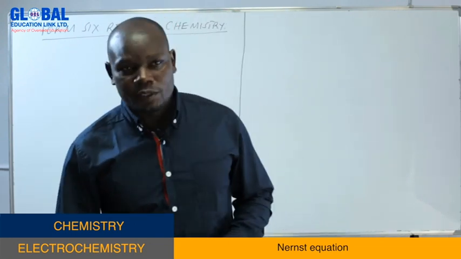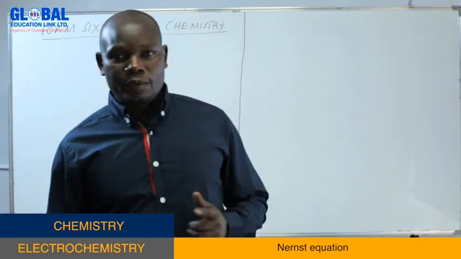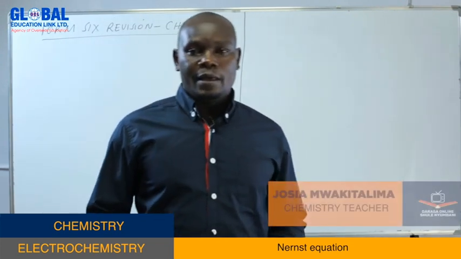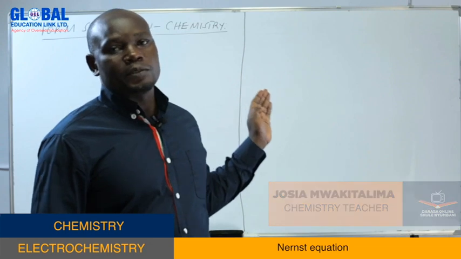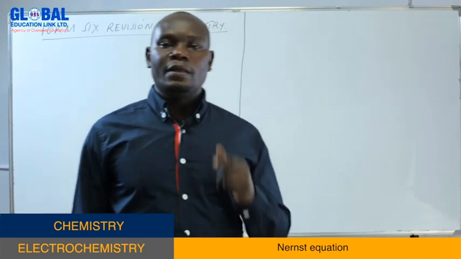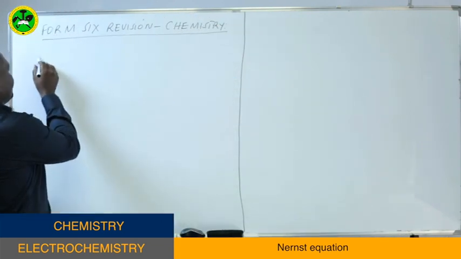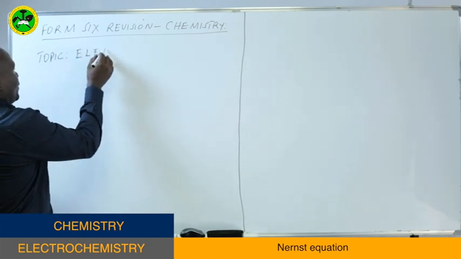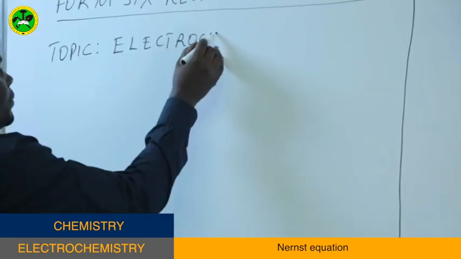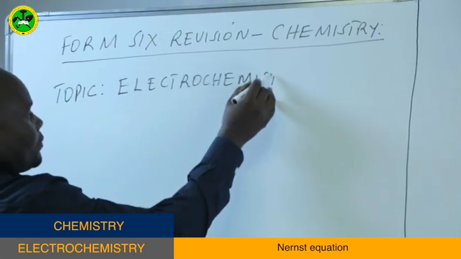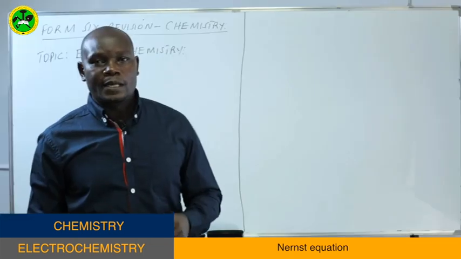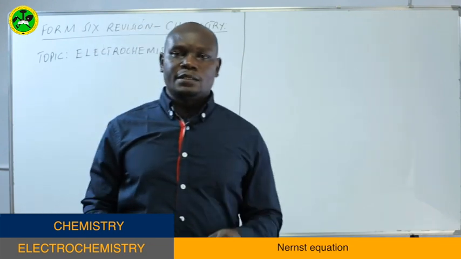So today I'm here to discuss with you some issues or problems that affect most of the students and lead them into failure of their exams. In our subject today, we are going to consider a topic known as electrochemistry. Under this topic, we are going to consider a subtopic known as the Nernst equation.